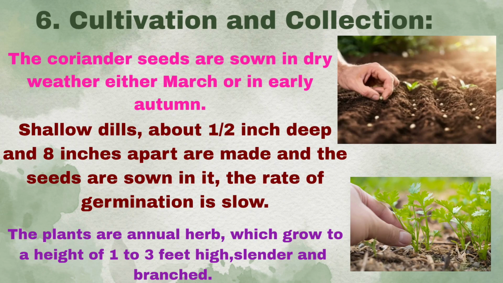Now, next is cultivation and collection of coriander. The coriander seeds are sown in dry weather, either in March or in early autumn. Shallow drills about 1 to 2 inches deep and 8 inches apart are made, and the seeds are sown in it. The rate of germination is slow. The plants are annual herbs which grow to a height of 1 to 3 feet, slender, and branched.